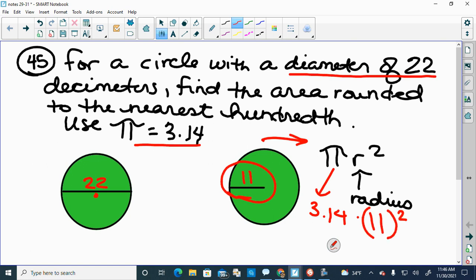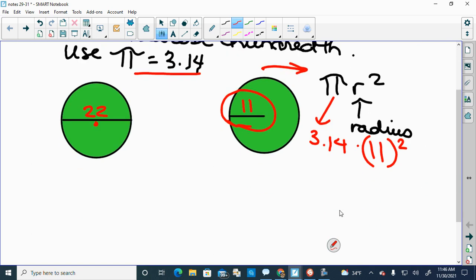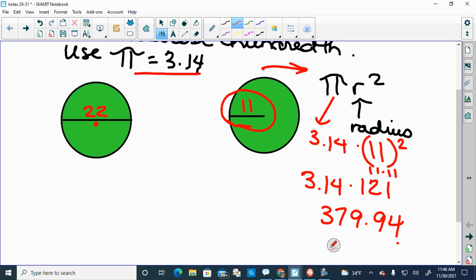So now you just need to remember order of operations. You've got to square the 11 first, before you do multiplication. So don't go 3.14 times 11 and then square it. That would be wrong. If you square 11, it's 11 times 11, you would get 121. And then you multiply that times 3.14. In your calculators, 3.14 times 121 is 379.94. I told you to go to the hundredths, so hundredths is the second place value. Okay, so that's our answer for that.